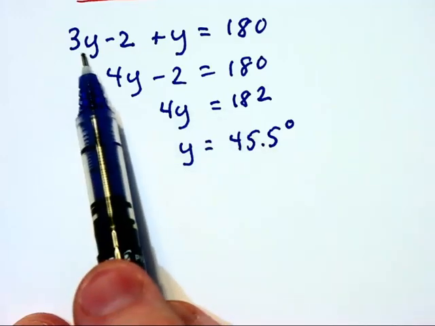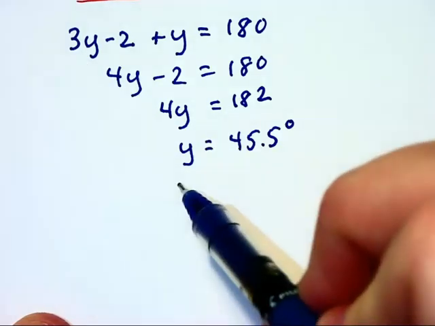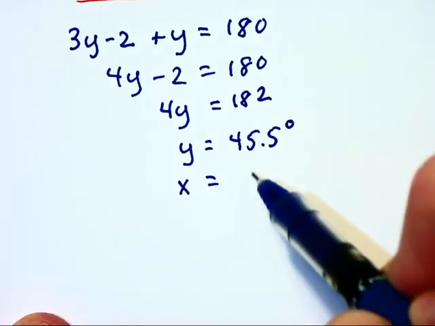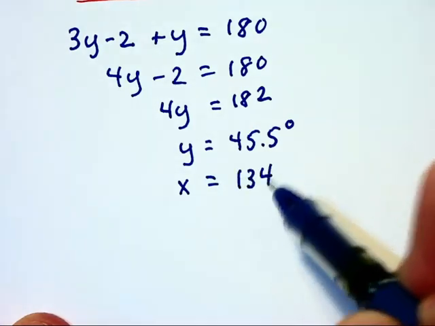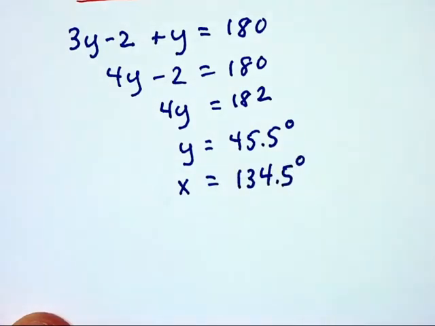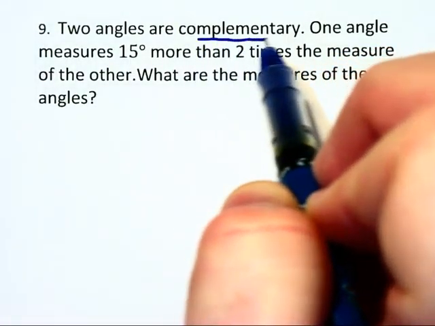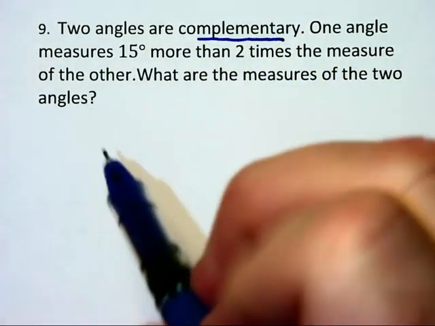Now, our two angles add up to 180, so we can either subtract that from 180 or take that value, triple it, and subtract 2. In either case, you will find out that the other angle is 134.5 degrees. Complementary angles are angles that add up to 90 degrees.